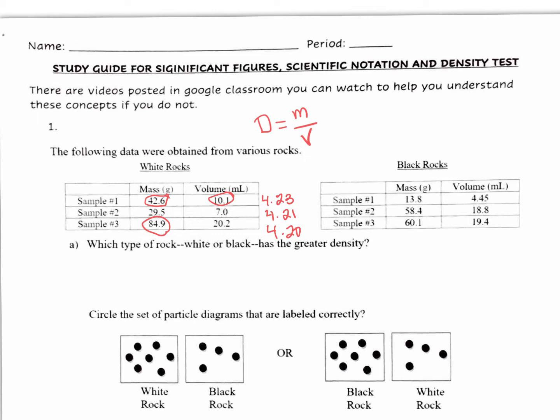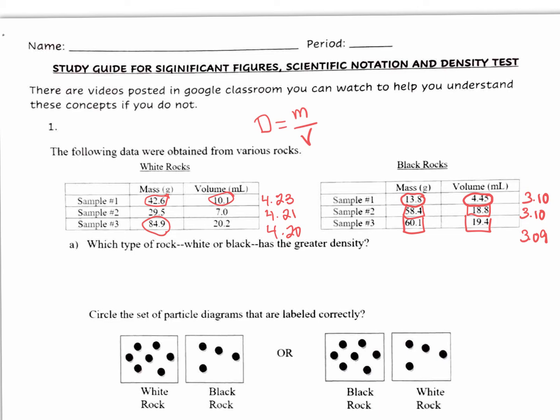Then we're going to come over here and do the black rocks. It's the same thing. Mass, 13.8 divided by the volume, 4.45, and I get 3.10. 58.4 divided by 18.8, and I get 3.10. And then 60.1 divided by 19.4, and I get 3.09. Okay, so I did all my calculations.